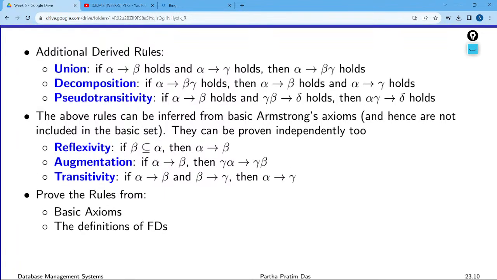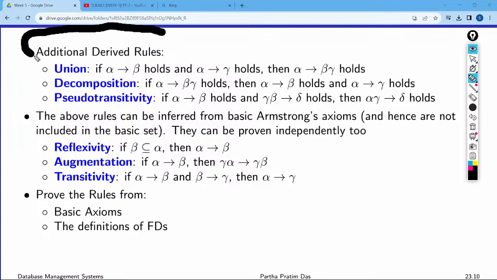Now apart from the axioms that Armstrong gave us, there are some additional derived rules that we made by basically working with the axioms, or they are logically implied when the axioms hold true. If the axioms hold true, these additional rules also stand true.